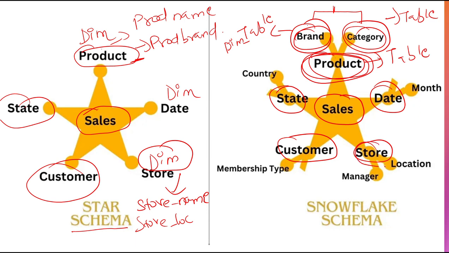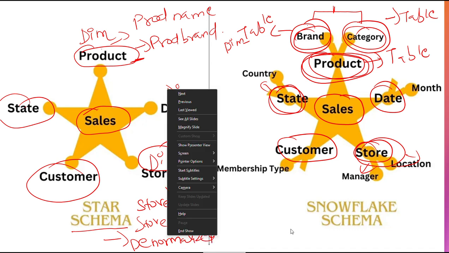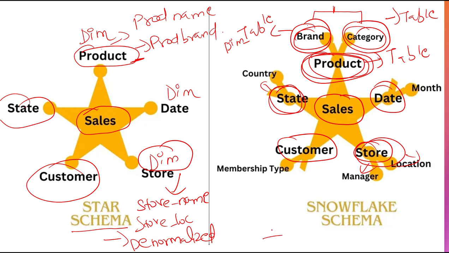For store, you can see manager, location. For state, you can see country. This is called a snowflake schema. So here, in the star schema, it is in denormalized form. And here, the data is represented in normalized form.